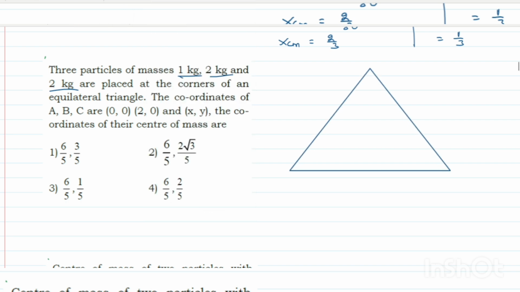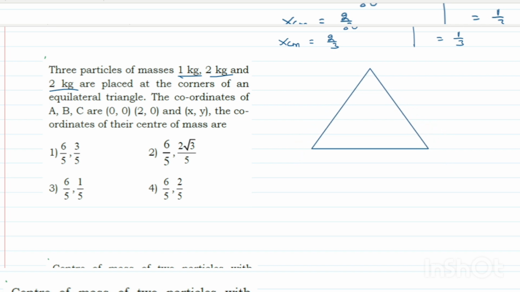Here it's given as one equilateral triangle. Here you can take ABC. This is A, this is B, and this is the C point. So at the A point you are placing 1 kg mass, at the B you are keeping 2 kg mass, and at the C you are keeping 2 kg mass. The coordinates of A and B are given as 0, 0 and 2, 0.